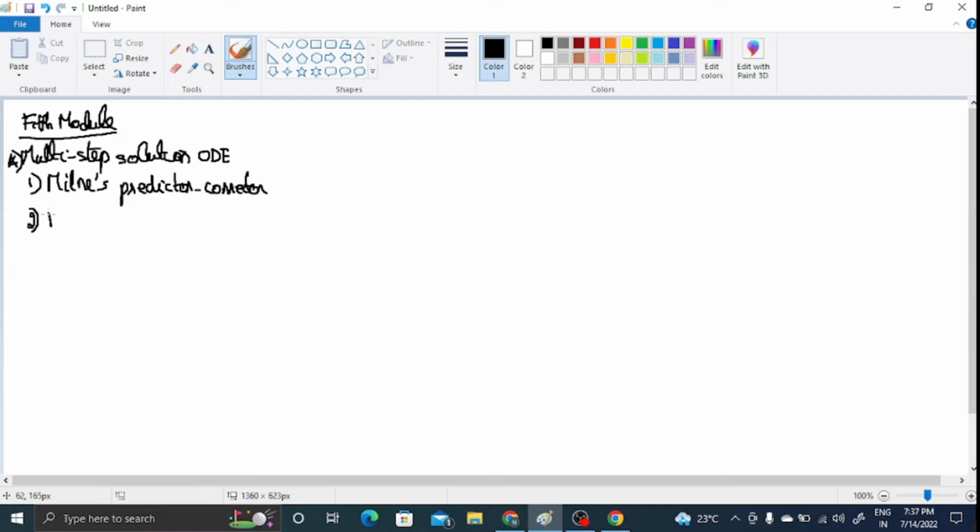Similarly, we have Adams' method, Adams' predictor-corrector method or Adams-Bashforth method, where one method is used to predict the value and the second method is used to correct the value. So these are two important multi-step methods in the fifth module to solve ordinary differential equations. So this is part A. Now part B is the boundary value problem.